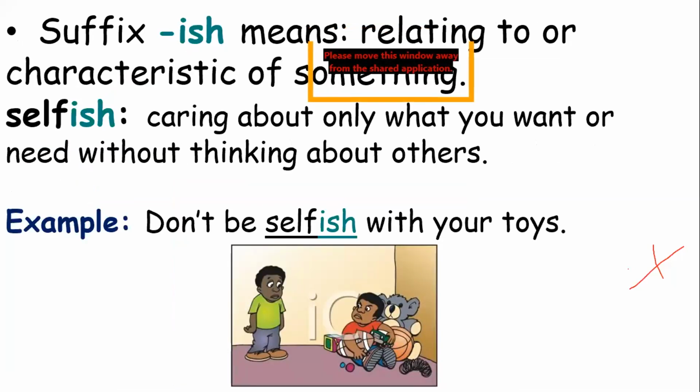Selfish, when you do not want to share, when you want everything to be for you, when you only care about yourself, you are selfish. Because with selfish, you are describing a character. So from self, you love yourself, and you think that you shouldn't share, you want everything to be for yourself only. So selfish, caring about only what you want or need without thinking about others. Example, do not be selfish with your toys. Share your toys. Like this boy, he's not sharing his toys.